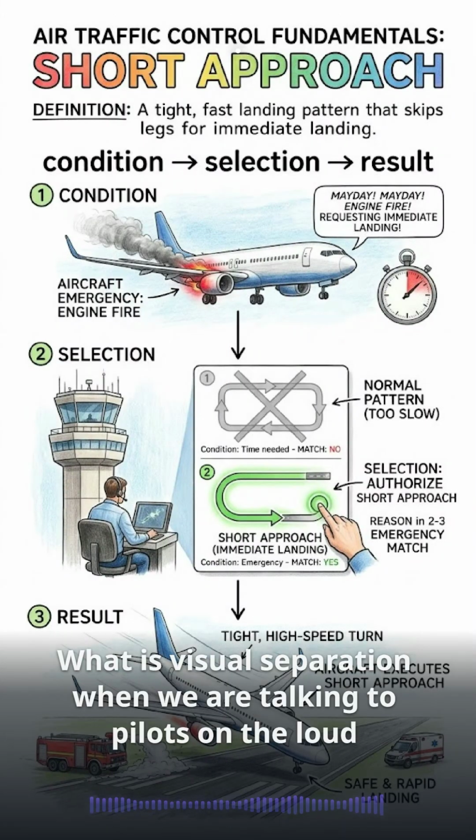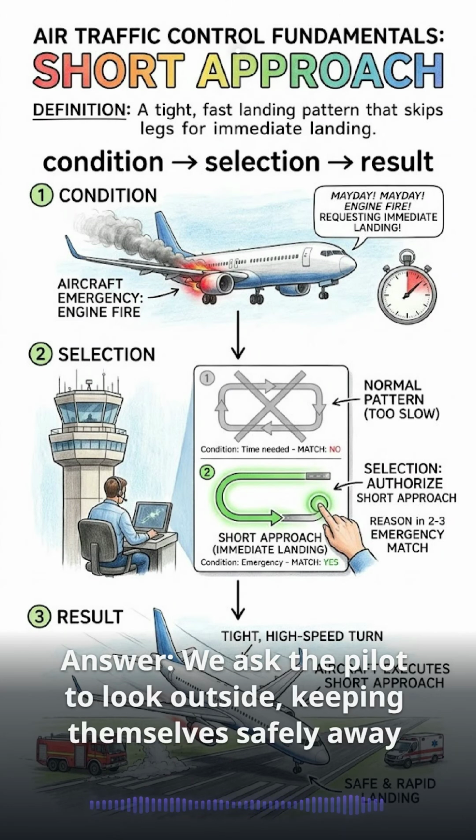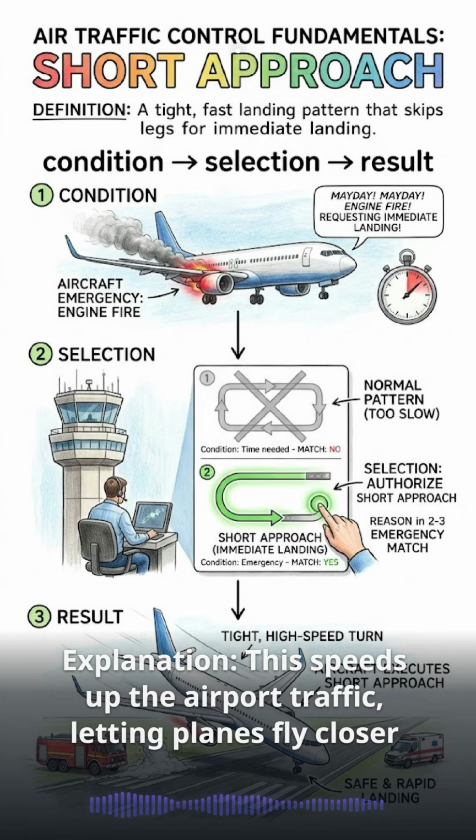87. What is visual separation when we are talking to pilots on the loud two-way controller radio? We ask the pilot to look outside, keeping themselves safely away from other airplanes they see. This speeds up the airport traffic, letting planes fly closer than the strict radar distance rules.